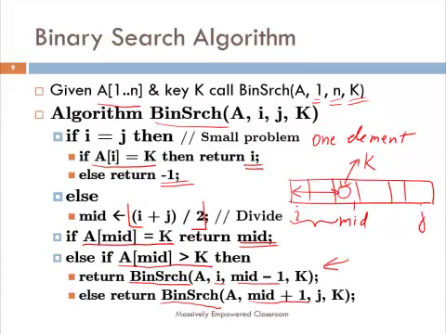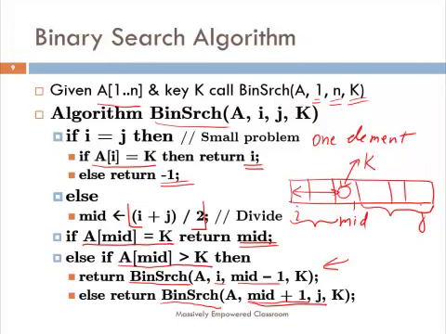In the second case, A mid is less than k. That means the key k will be present in the second half of the array. So we go from mid plus 1 to j. Right? We have already compared the value at mid, so we can ignore mid. We either go from i to mid minus 1 or mid plus 1 to j. So those are the two sub-problems.